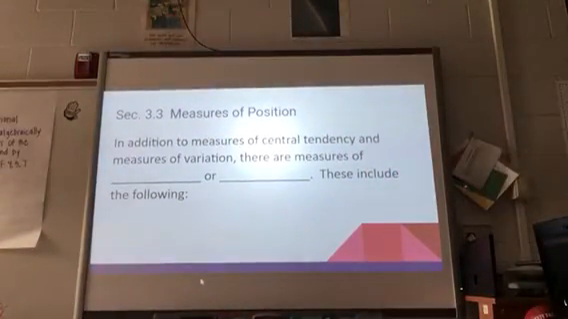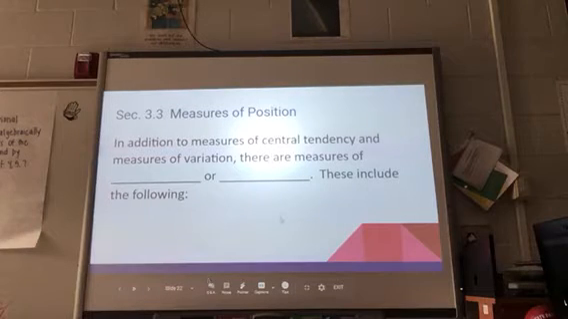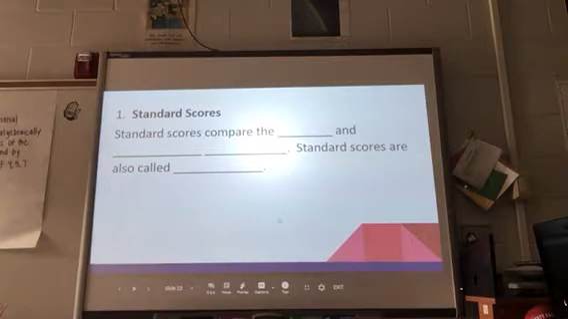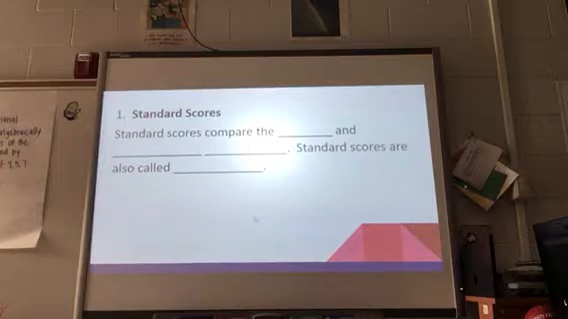Next, we'll talk about section 3.3, which is called measures of position. In addition to measures of central tendency and variation, there are measures of position or location. These include, number one, standard scores. They compare the mean and standard deviation.